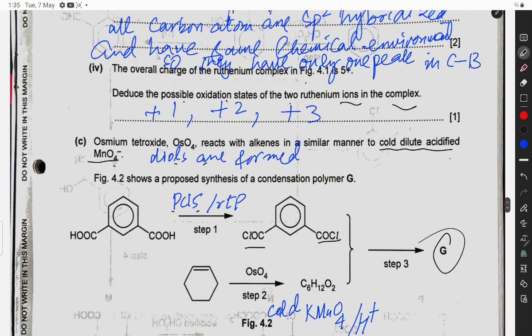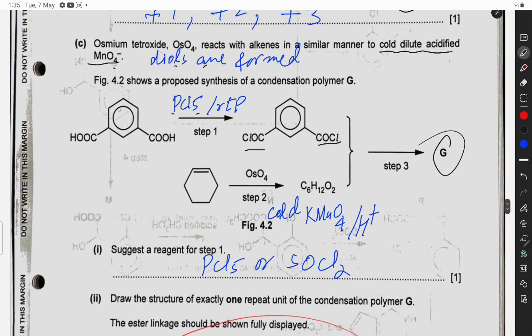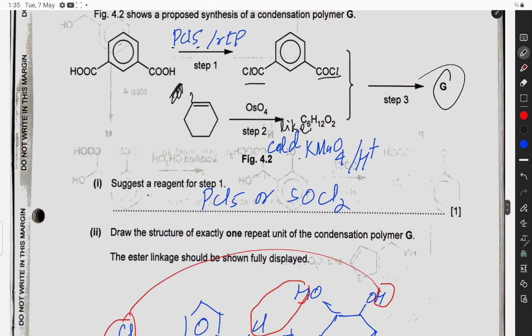So step 3, this is osmium tetroxide, just like manganate ions. Please read the question very carefully. It behaves like cold dilute acidified potassium manganate. So cold, like this, is similar behavior. Step 2, and we have OH over here in the products, we get OH and OH, the diol. Suggest the reagent for step 1: PCl5 or SOCl2.